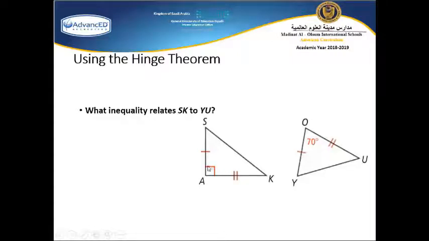The included angle here is 90, but the included angle here is 70. Then the side opposite to the included angle 90, SK, is bigger than the side opposite to the included angle 70, because 90 is bigger than 70. Then the side SK is bigger than the side YU.